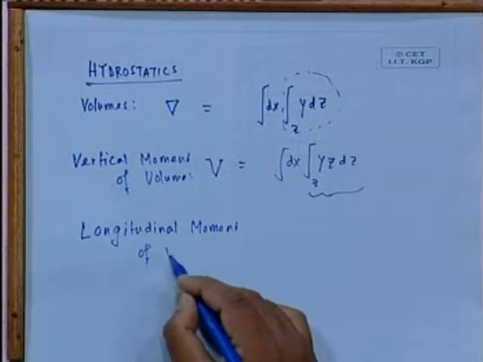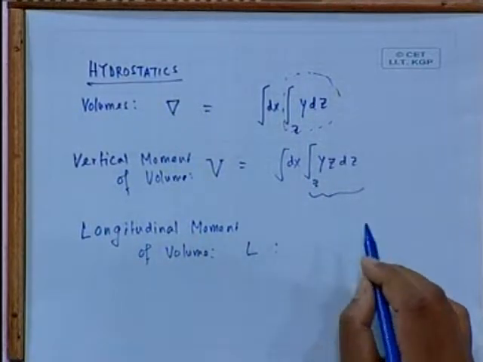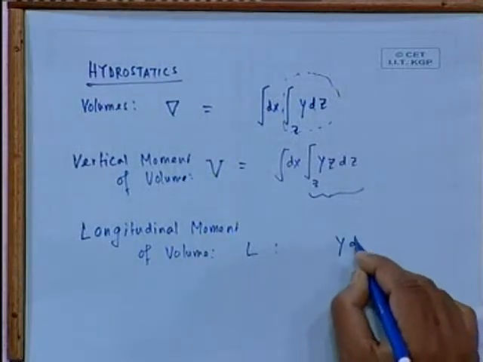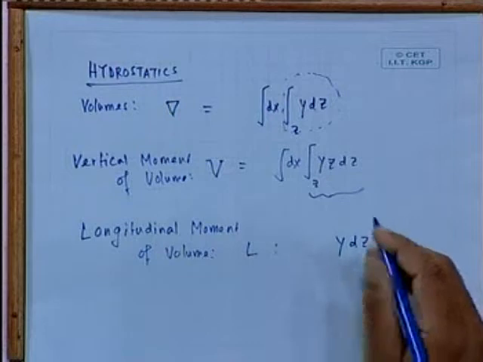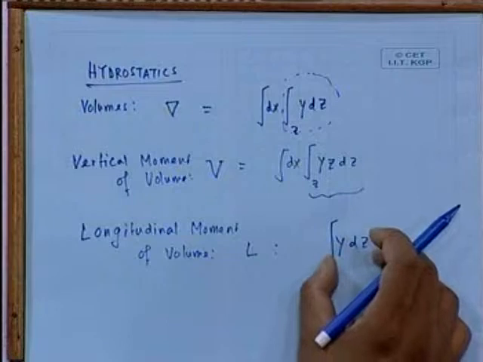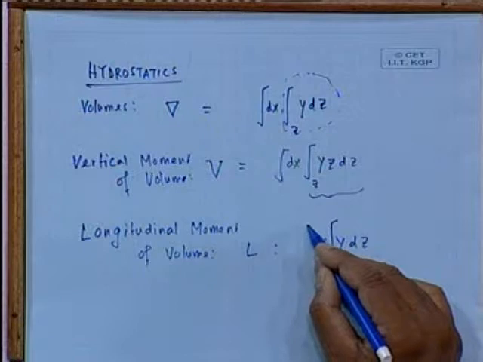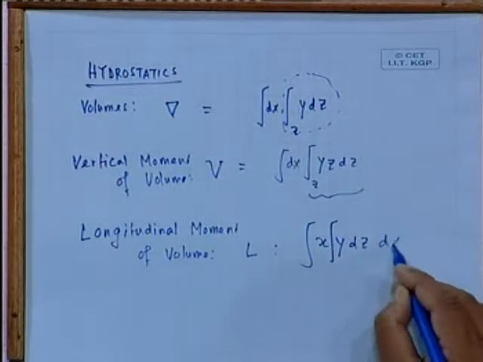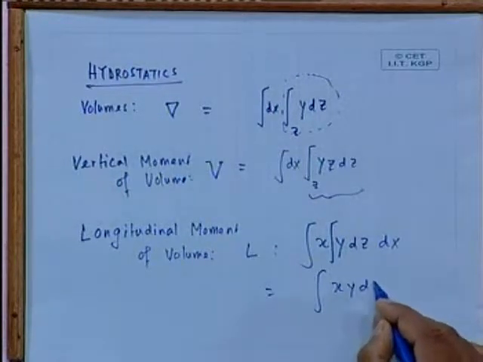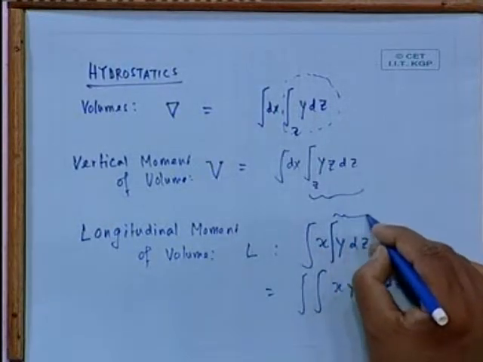moment of volume. Let me call it L. What should that be? You see, you have to take each section area, which is y dz. This is my section area. Okay, this is my section area here. Now I must multiply this section area with length x and integrate with dx. This, of course, one writes like this: x y dz dx over this. Remember that this part is my section area.